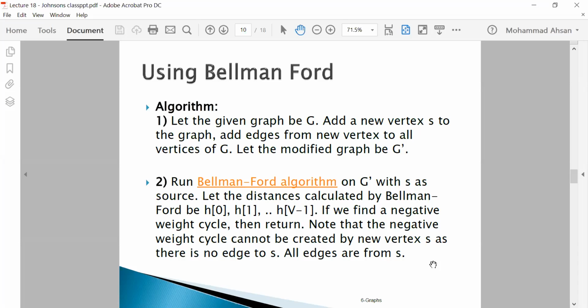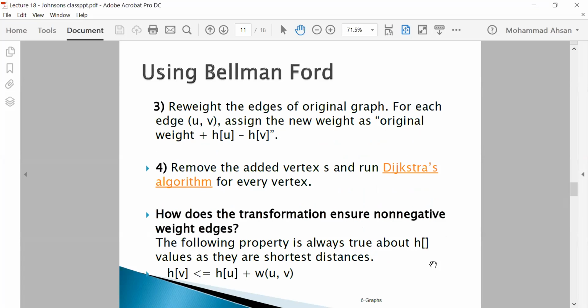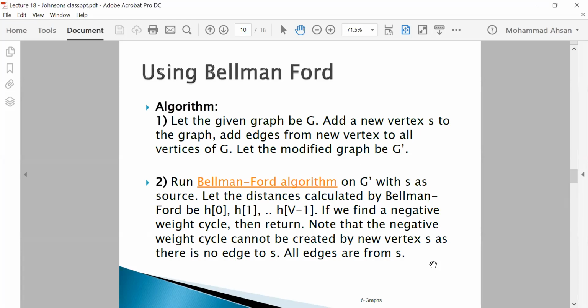Okay. If at all there is a negative weight cycle, it will return. But that will not happen because this new vertex will not cause any negative weight cycle because it has only outgoing edges. So once you run Bellman-Ford, the distances that you get by calculating Bellman-Ford, that is the distance from this new source to all the vertices of the graph.